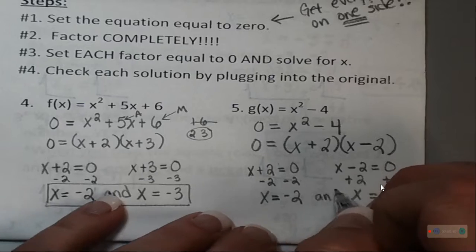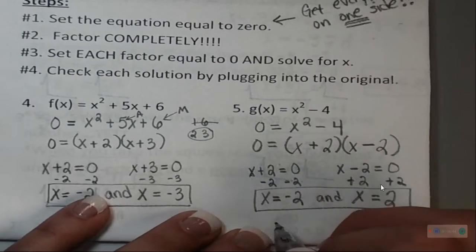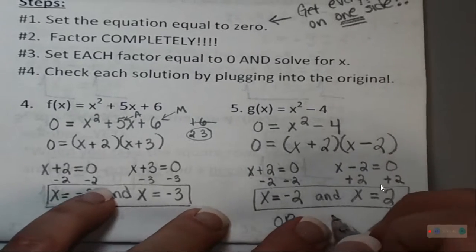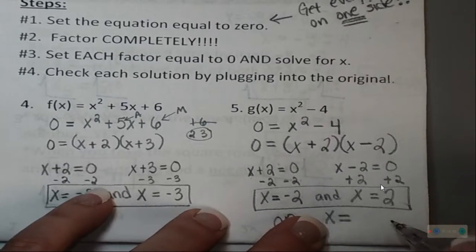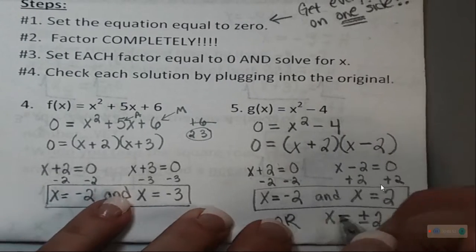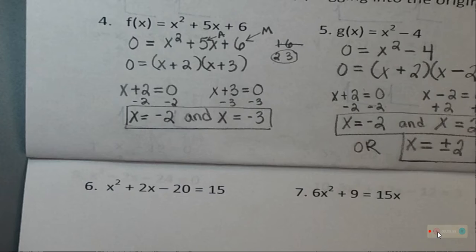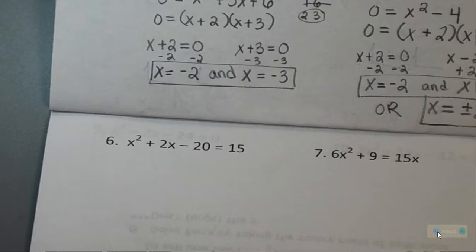So then what is my answer? Positive 2. You could write your answer like this. Yesterday we learned a fancier way to write that. That's a positive 2 and a negative 2, so how else can we write it? Plus or minus 2. Here we go.